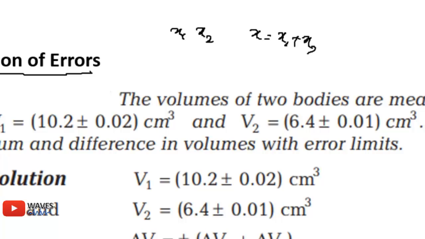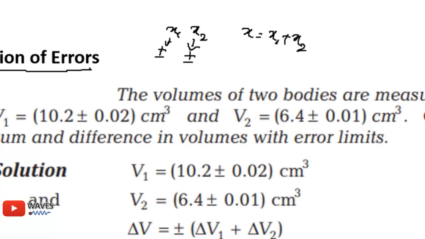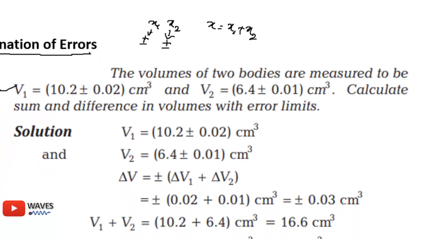So that's a simple case, but in each of these there also might be some kind of error values, and here the trick is to understand how to add up those error values. So we have got two volumes here, and we have got the mean volume, and that's the error part. So the trick here is, when we are going to add up the values, the question is: calculate the sum and difference in volumes with error limits. So that error limit is very important.